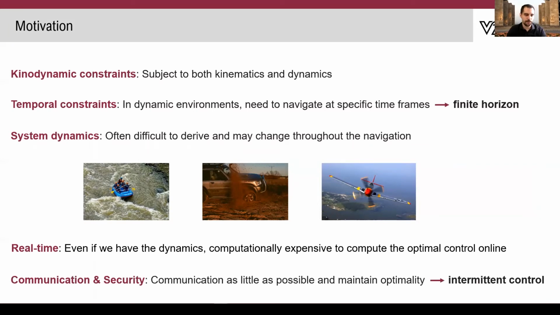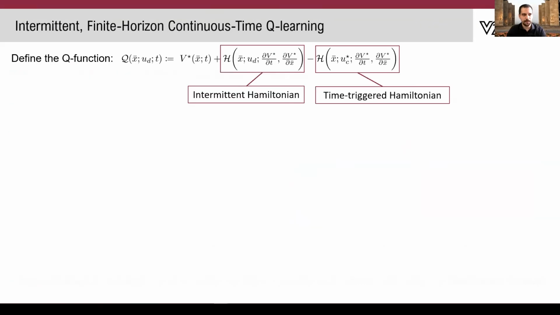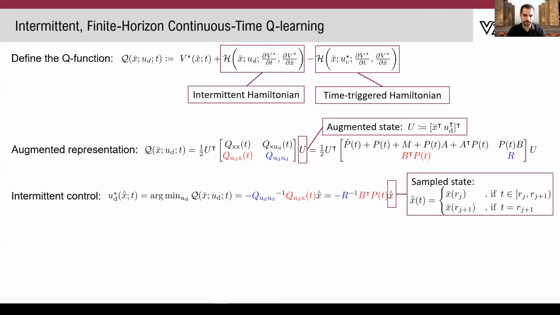We also consider communication and security aspects by communicating as little as possible, leading to an intermittent control formulation. The main idea of this paper is shown here. We define the continuous time Q function as the optimal value function, the intermittent Hamiltonian, and the time trigger Hamiltonian. Next, by doing some mathematical manipulation, we get the augmented representation of the Q function.